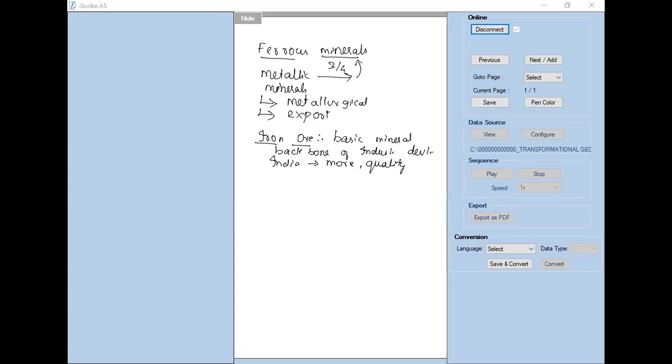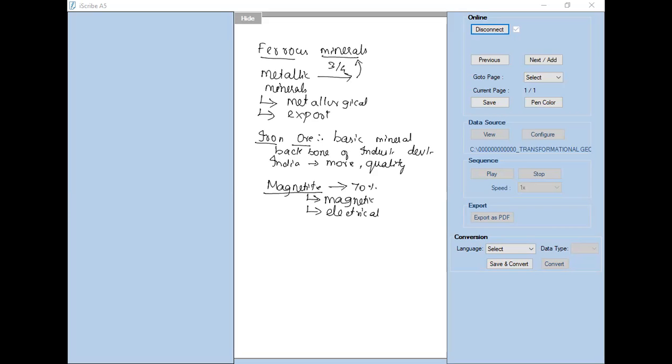So what is the highest quality of iron ore? Magnetite. In magnetite, we have more iron, about 70 percent. So magnetite is the ore by which we get 70 percent iron. And magnetite has excellent magnetic qualities, and it is valuable in the electrical industry.